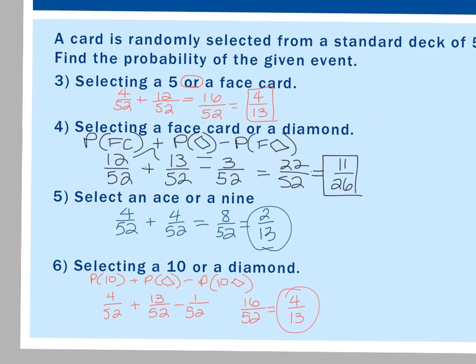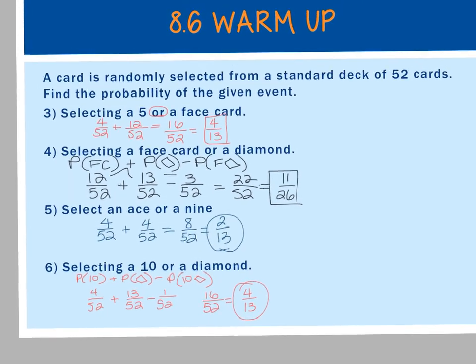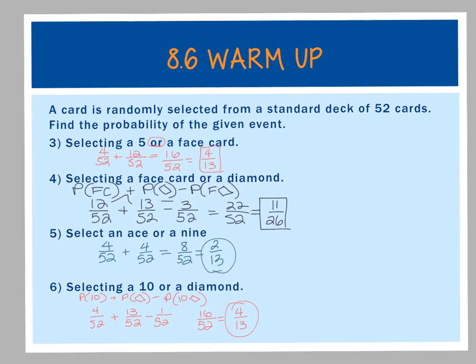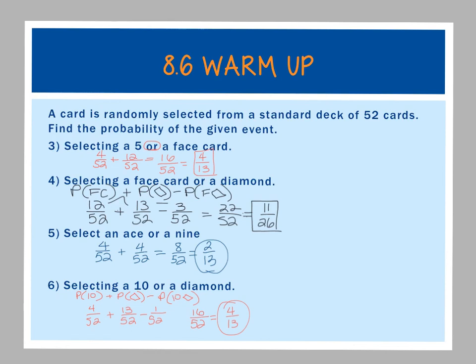So all of these were or problems. When we get into independent and that kind of stuff, that's usually when the and comes, which is what we're going to talk about a lot more today. Questions on any of those?